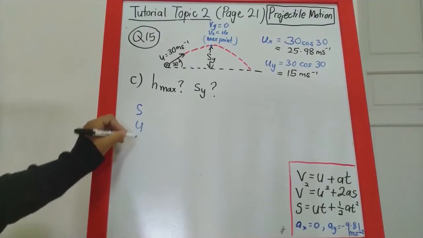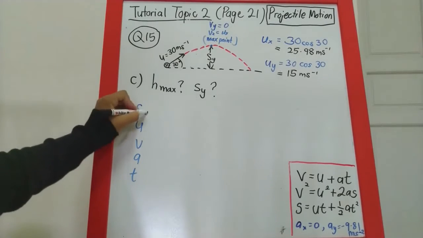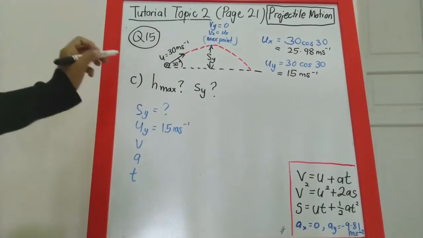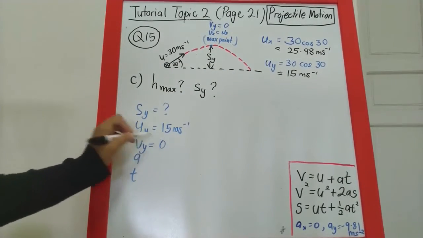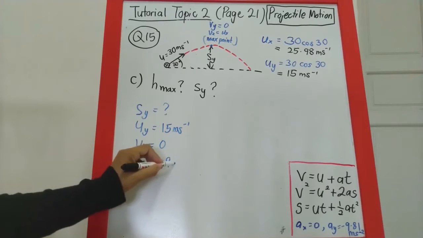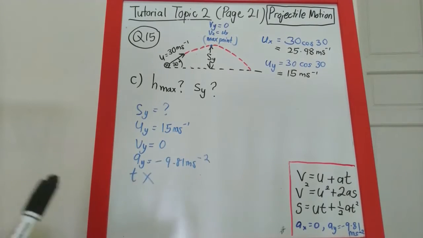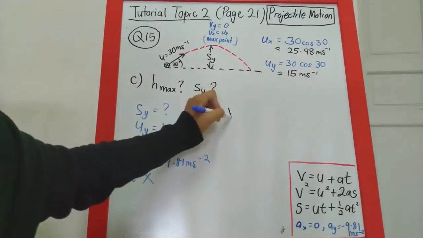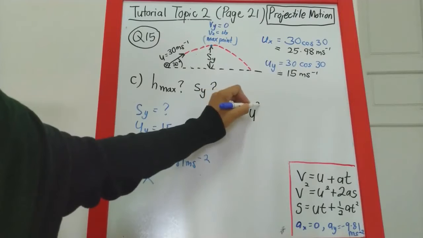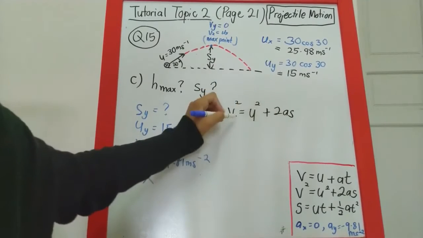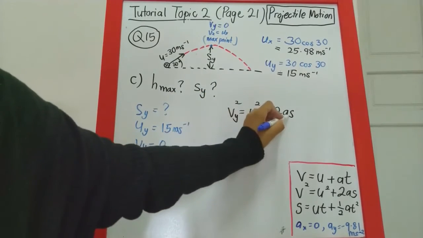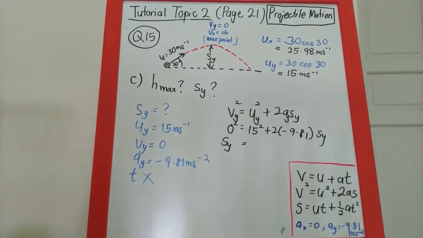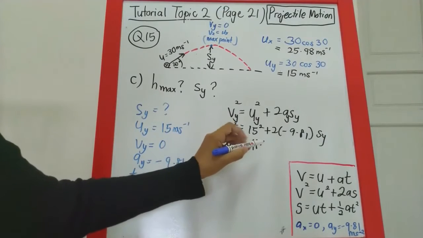Okay, Vx equals to Ux throughout the projection. So let's do SUVAT analysis. Sy is what we're going to find, Uy is there, Vy is 0, Ay is equal to this. Time we don't have, so the most suitable one is the one without time, therefore the second equation, v squared equals u squared plus 2as. Make sure you label the y component since you are doing the y component. Substitute all the values. You will get Sy equals 11.4.